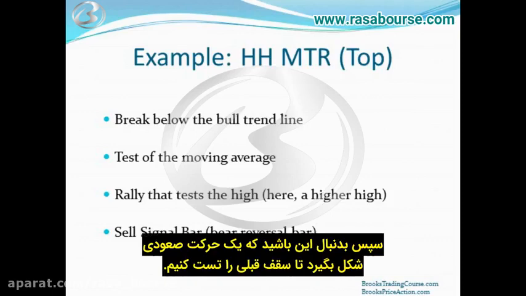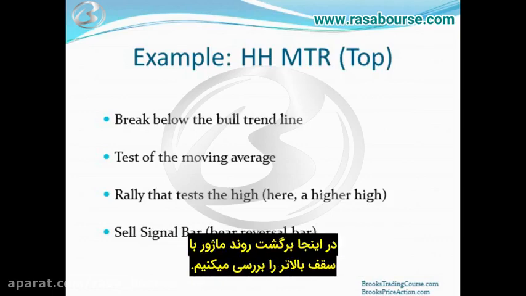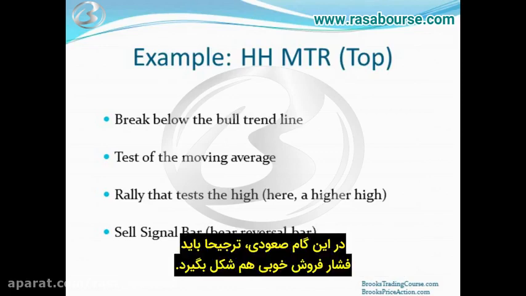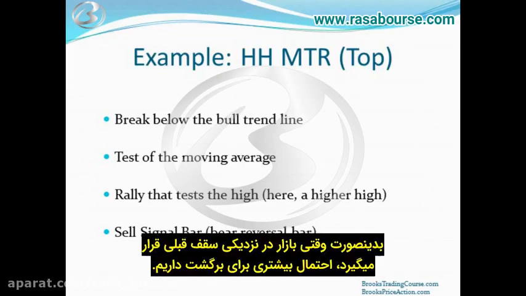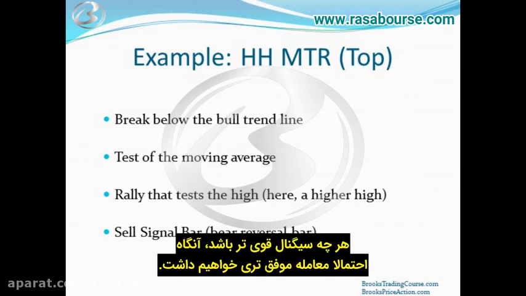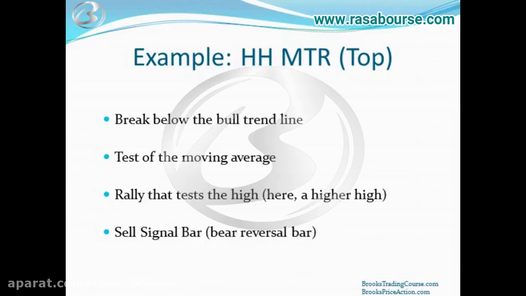Next, you'd like to see a rally that tests the high. Since this is a higher high major trend reversal, we're talking about a test going above the old high. And the rally preferably has a lot of selling pressure in it to increase the chances that the bears will be able to reverse the market once it gets up in the area of the prior high. And finally, you need the signal bar, which includes a bear reversal bar preferably. The stronger the signal, the more likely the trade will be successful.